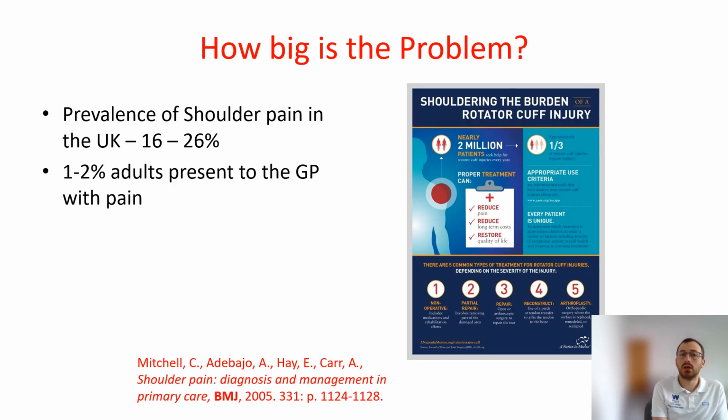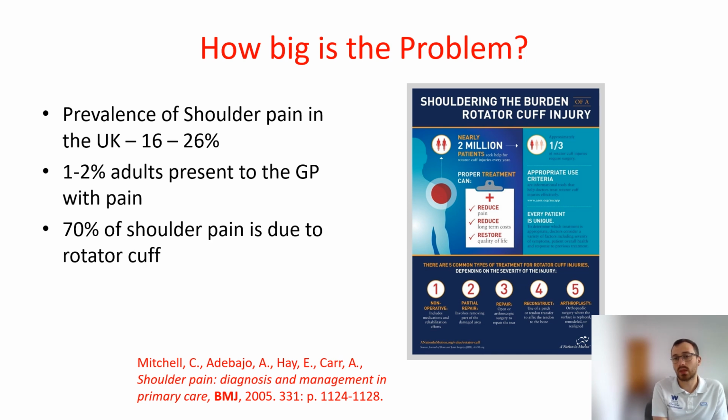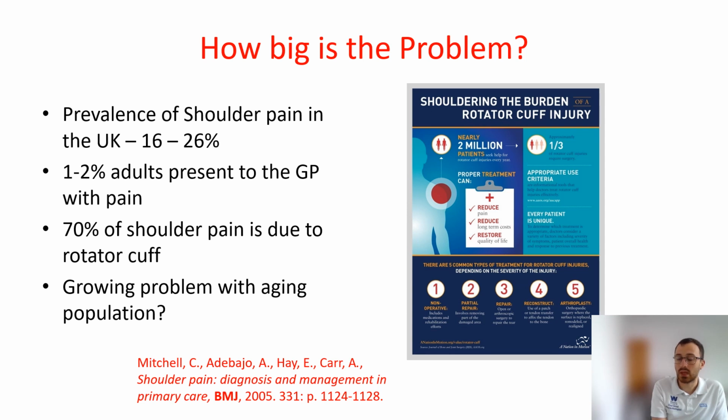So, how common is shoulder pain? Approximately 1 to 2% of adults present to their GP with shoulder pain, and about 70% of shoulder pain is due to rotator cuff. This equates to about 2 million patients seeking help for their shoulder pain related to rotator cuff injuries every year, as you can see by this graphic on the side of the screen. Unfortunately, this is a growing problem, and one of the reasons we suspect this is a growing problem is due to our ageing population.